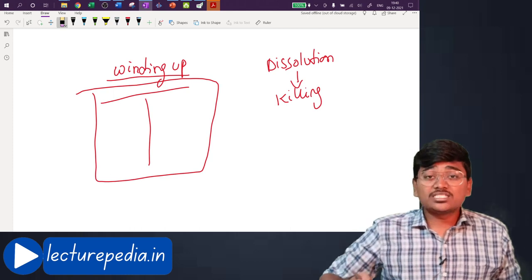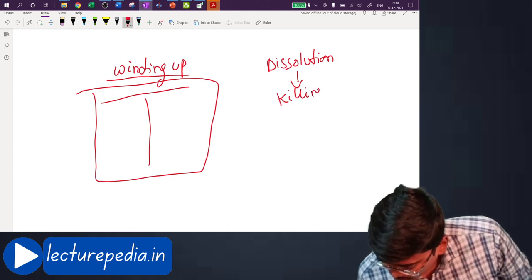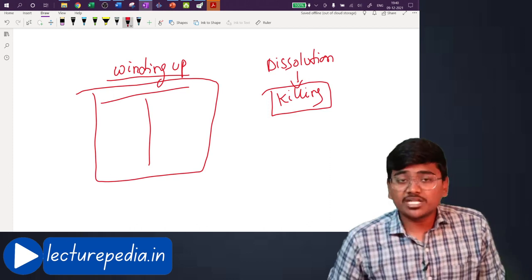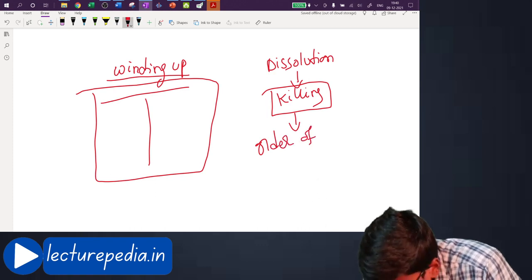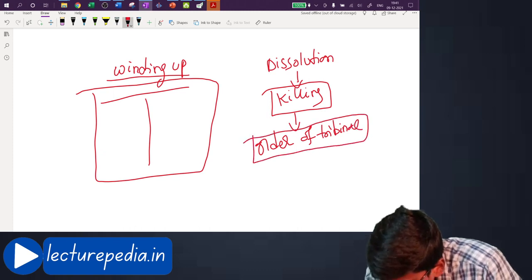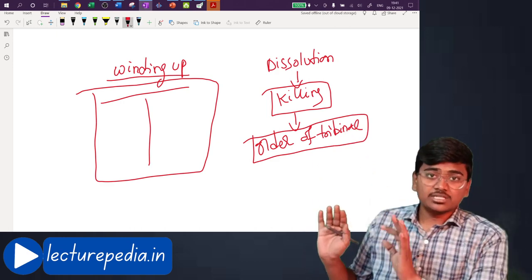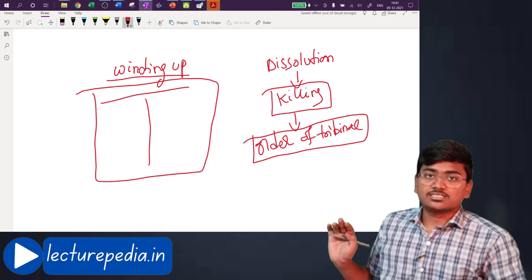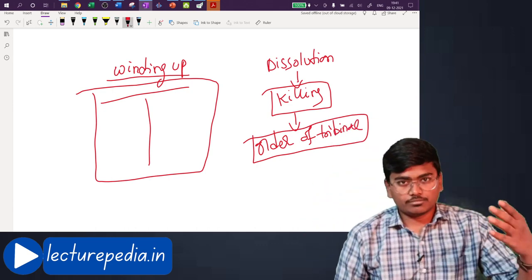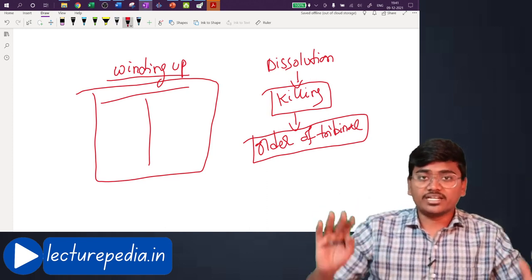Dissolution means killing the company. How will the company be killed? Through order of tribunal. Basically, the tribunal will pass an order stating that so and so company has been dissolved from this date, and after this date this company will not be in existence, and this copy will be published in the official gazette. From that date it will be deemed that the company has been dissolved, that is, the company is killed.